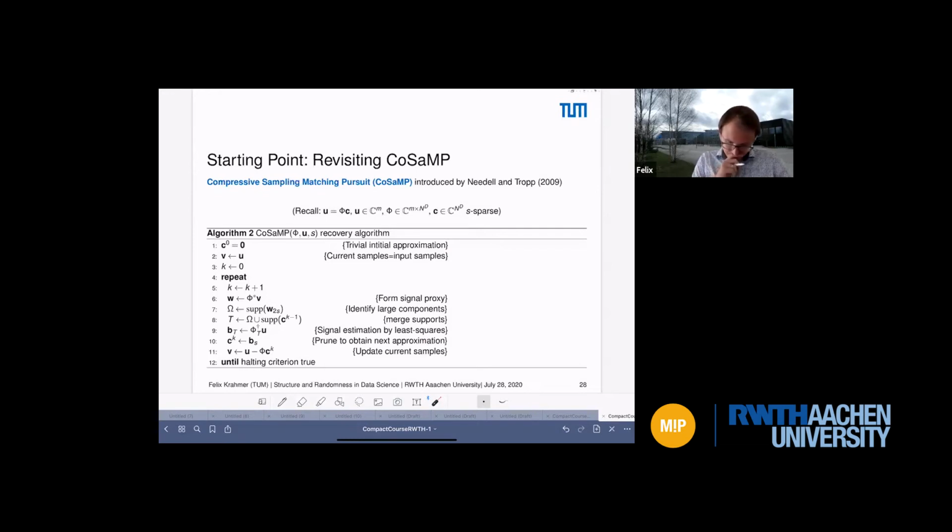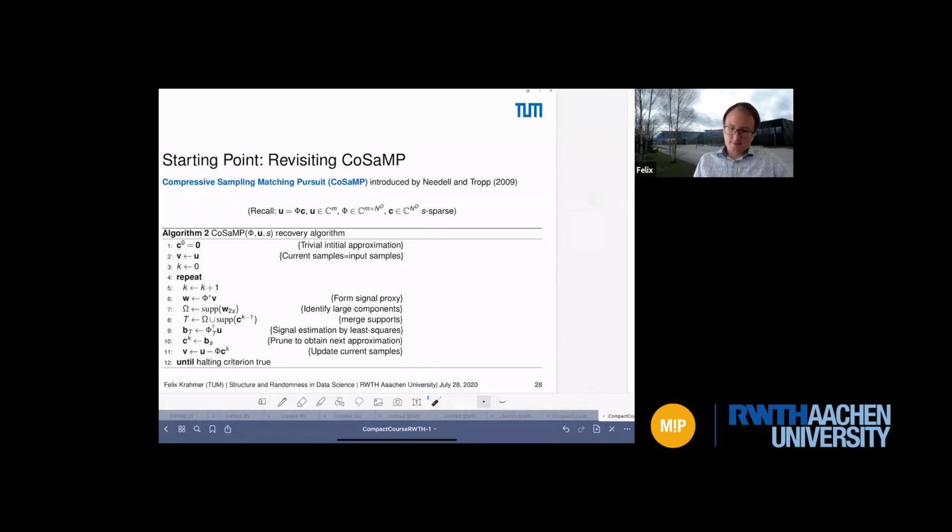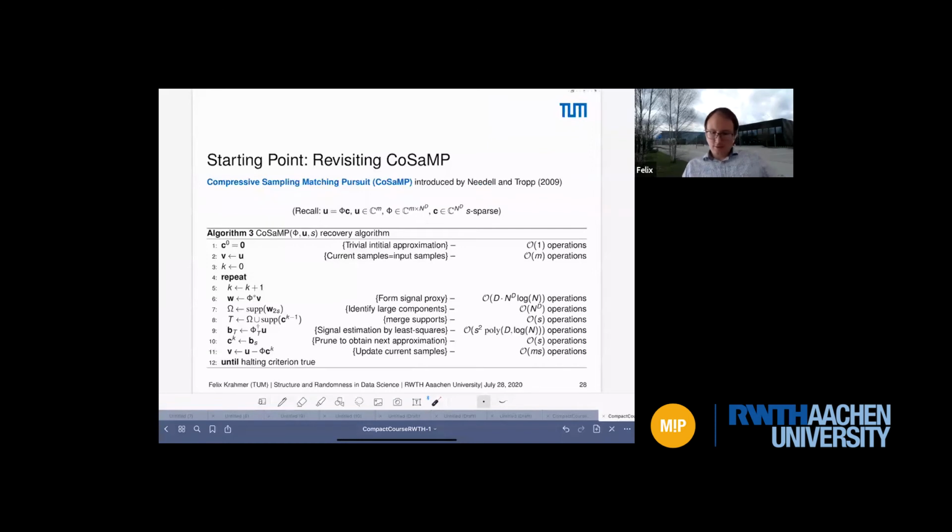Other than that, it's the same. So let's have a look at how costly the different steps are. First of all, the trivial initial approximation is setting something to 0, something that we can do. Everything that's O of M is fine here. Merging the supports, when things are only of size S, we can do all that. The only critical things are these two operations here, where we have V and we are applying the complex conjugate of a measurement operation, because that really expands the thing and gets a very long vector.